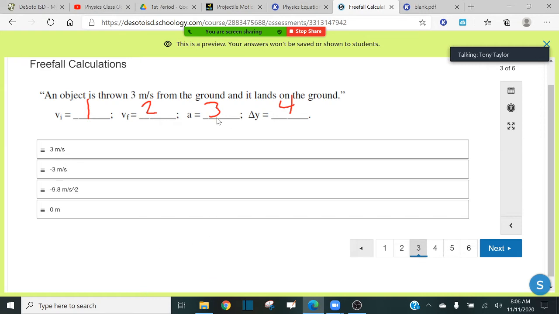And then number 3, the acceleration has to be negative 9.8 meters per second squared, and we already have that for number 3. And lastly, the displacement, which is delta y, is 0 meters. Okay. So guys, as soon as you got that as your answer, in that correct order, number 1, number 2, and number 3, and number 4. Let's go ahead and move on to the next one.